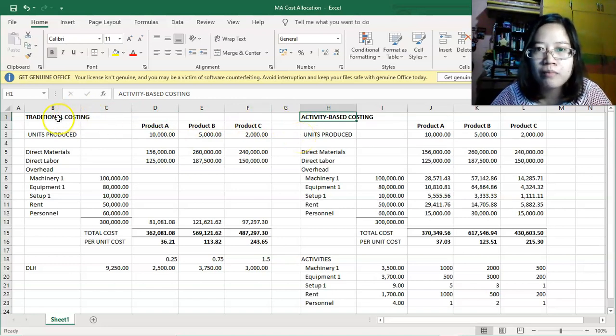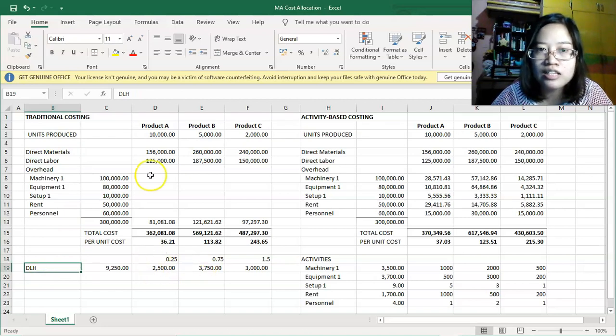Between the two, itong traditional costing, it's very convenient to use. Madali siyang gamitin, madali siyang i-apply. But for the most part, hindi ganun ka-accurate yung cost na na-allocate sa product. Kasi itong traditional costing, ang basis niya for allocating the overhead is direct labor hours. Bibilangin kung ilang direct labor hours ang nagamit for the cost objects or itong products natin. Tapos, yun yung magiging basis.